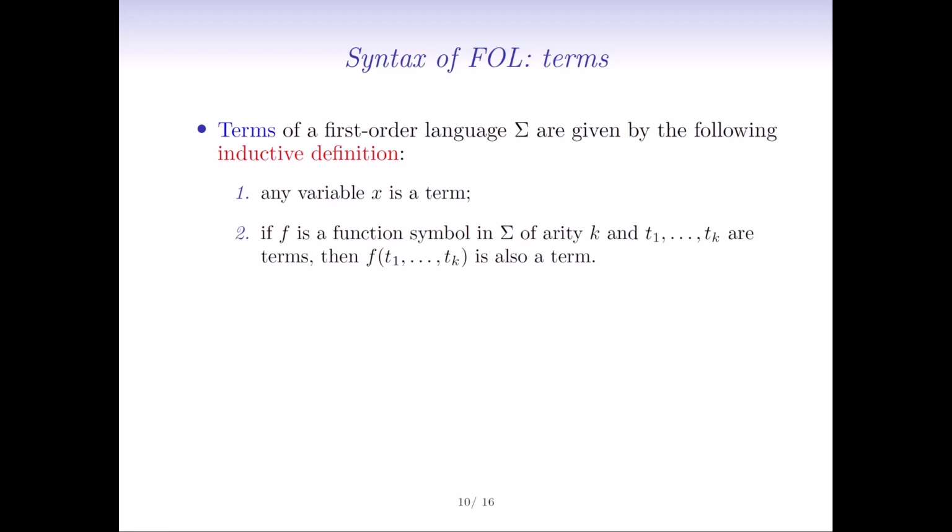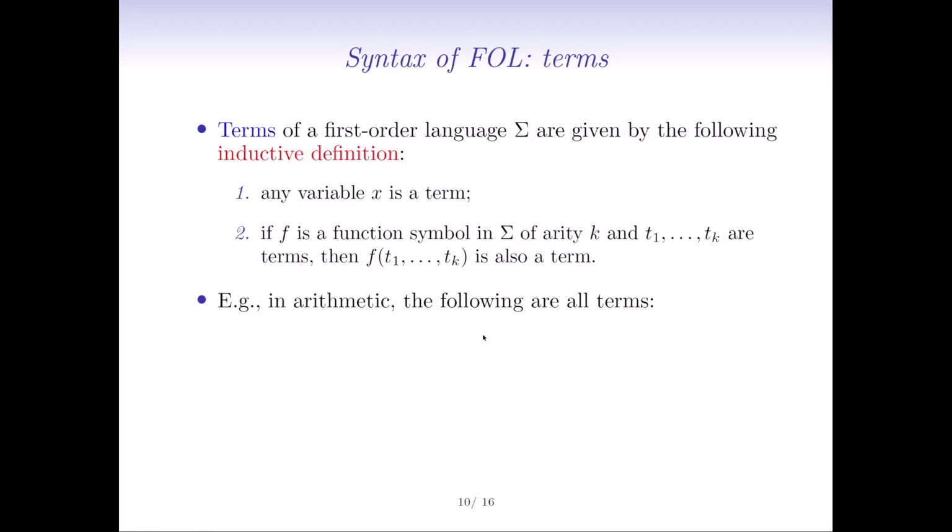By the way, this second clause also implies that any constant symbol is a term as well. So constants are also terms. That's because a constant is a function symbol in sigma for sure. It has arity 0, and then this part just goes away because these terms t1 to tk just disappear, because obviously it doesn't need to take any arguments. So the constant symbol applied to no arguments is a term as well.